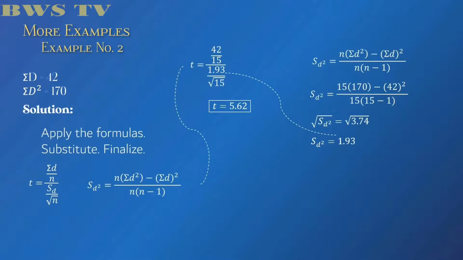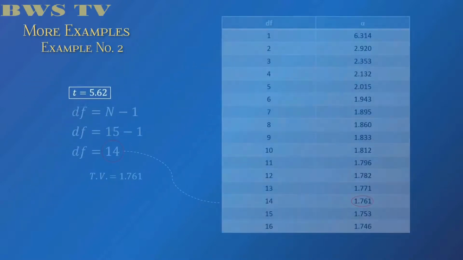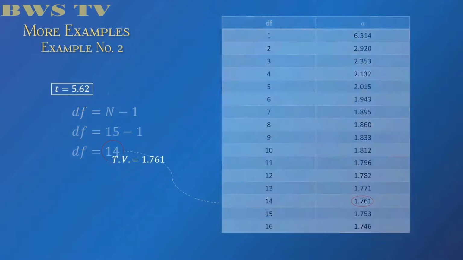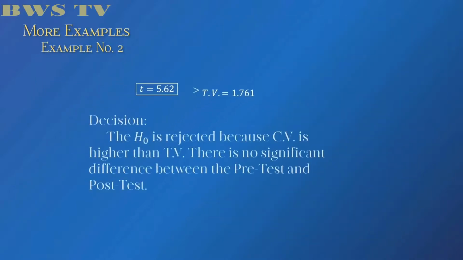Apply the formulas from what you have learned in the previous examples, then solve for s sub d and t, substitute, and finalize. Then, compute for the degrees of freedom. Decision. The HO is rejected because CV is higher than TV. There is a significant difference between the pre-test and post-test.